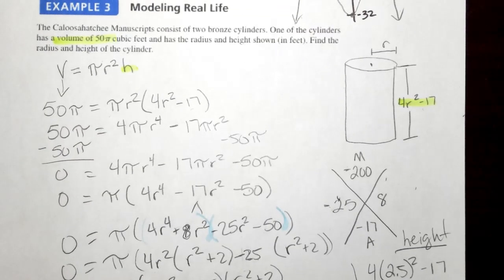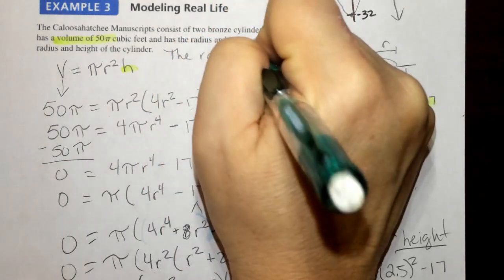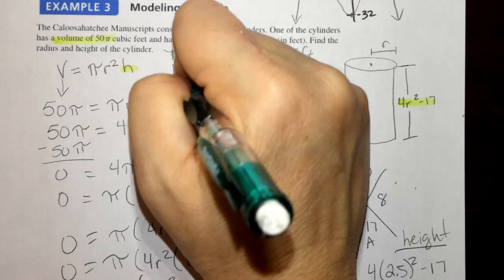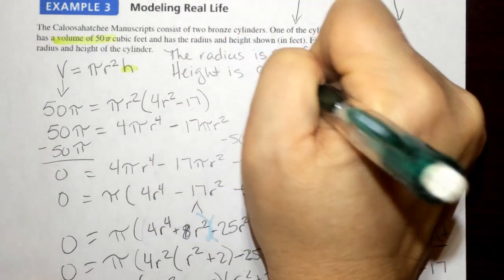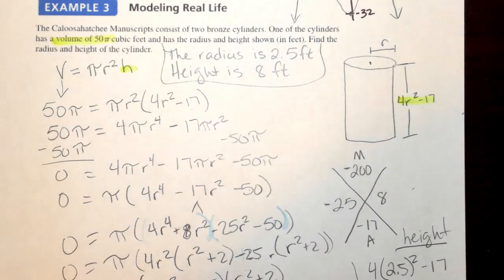I'm going to write that up here. The radius is 2.5 feet and the height is 8 feet. Remember, if your question is in words, your answer needs to be in words. So this is your answer. The radius is 2.5 feet. The height is 8 feet.